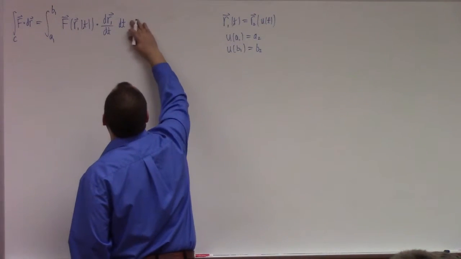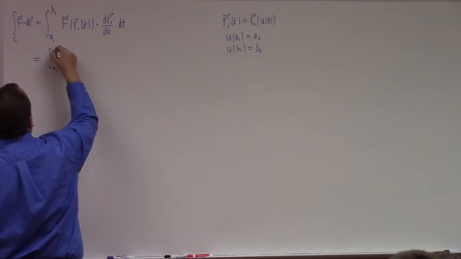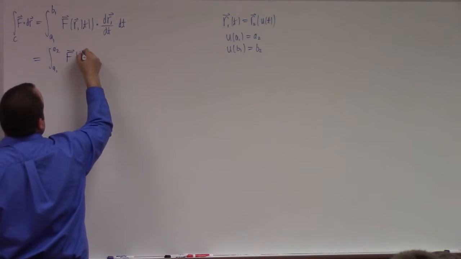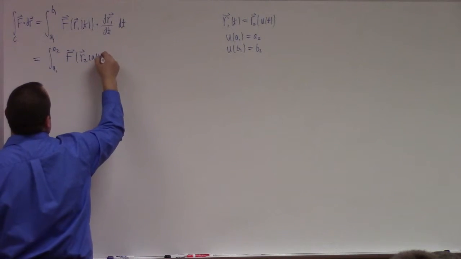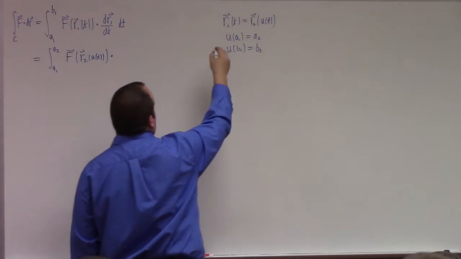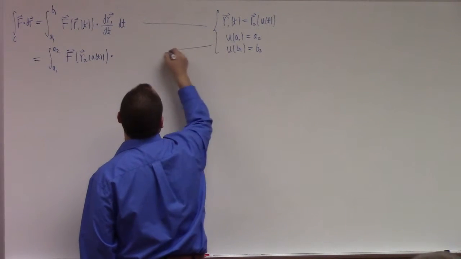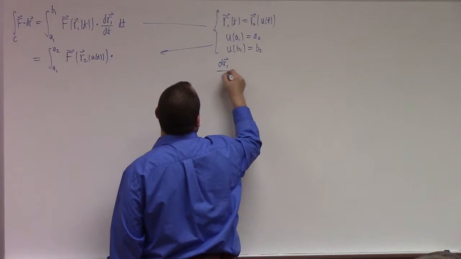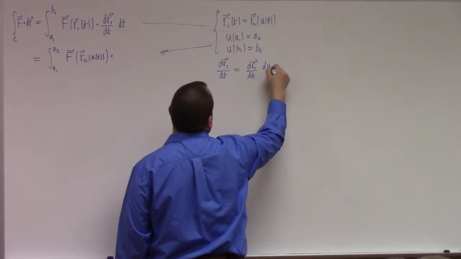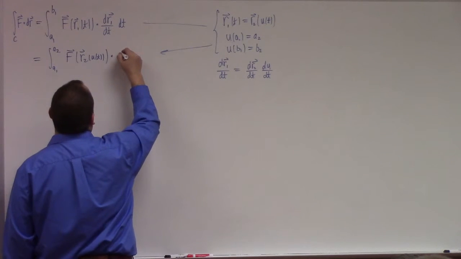So let's see here. This becomes what? The integral from A1 to B1, f of r2 of u of t dot dr1 dt. So what would dr1 dt be if this is the relation between the 2 parameterizations? It's dr2 du times du dt, right, by the chain rule? So the chain rule pops out a du dt here, right?